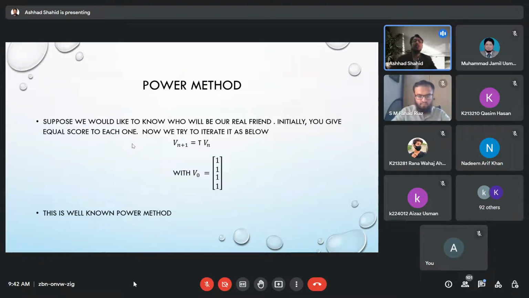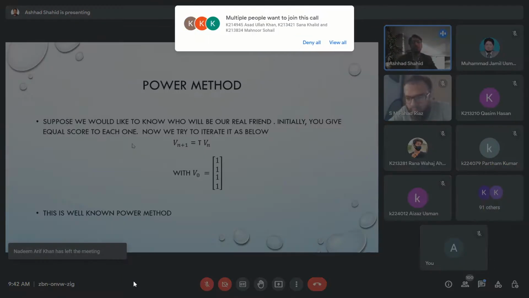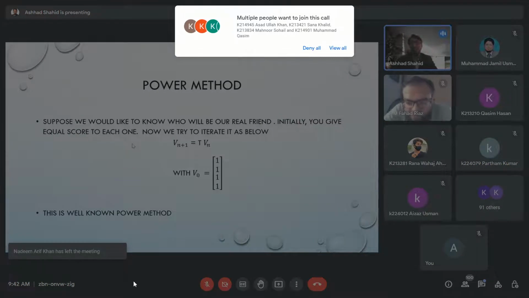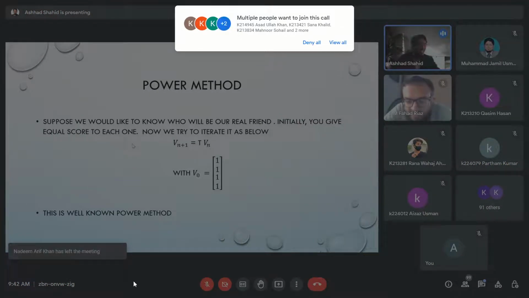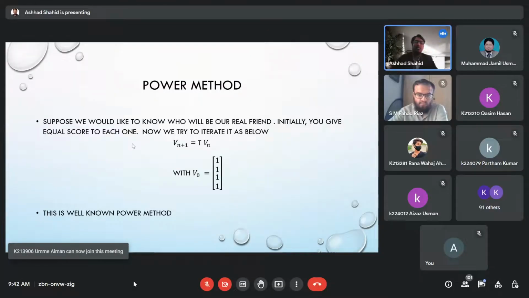And you can use the iterative method for that. I have limited time, since I have only 15 minutes left, and there are a lot of presentations and a lot of pages that have to be described now. So I cannot go into describing the power method right now. But either you have studied this method or you will study it. You can find which friend is our real friend.